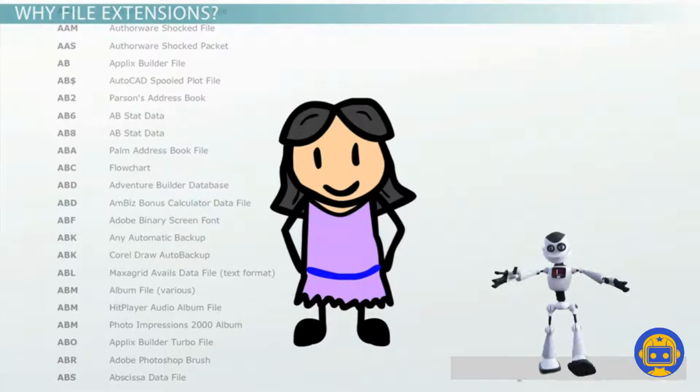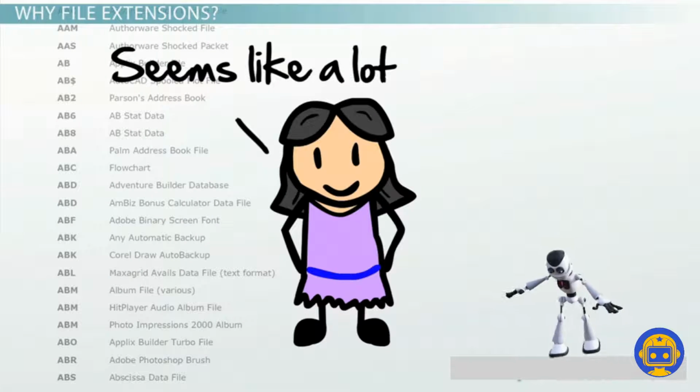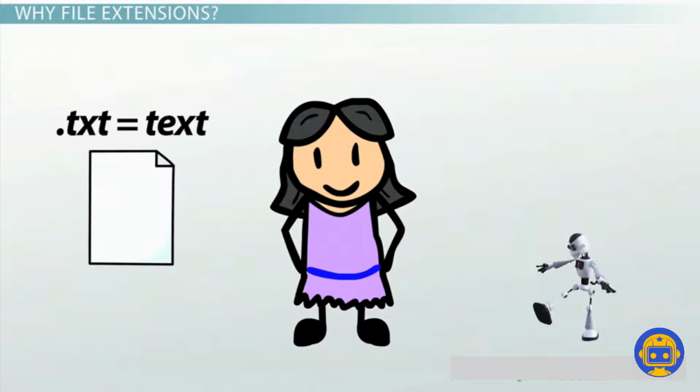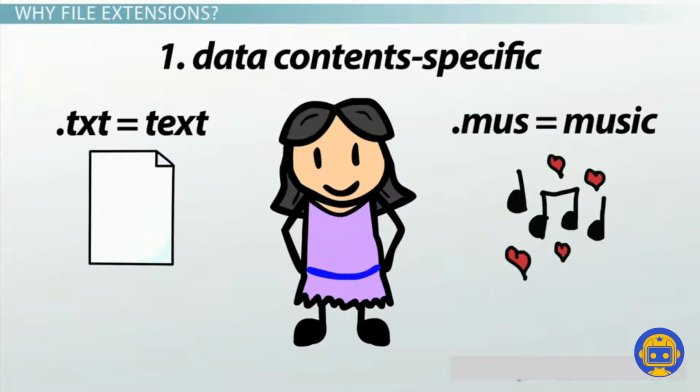Why so many? Some of this results from the fact that different files can contain very different data. For example, a .txt file contains text, while a .mus file contains music. So, file extensions can be data contents specific. However, if that was the only reason, you wouldn't need hundreds of different ones.